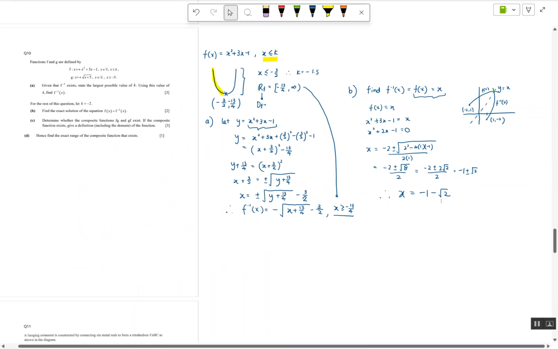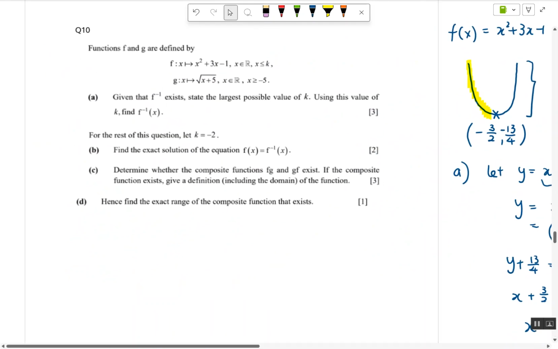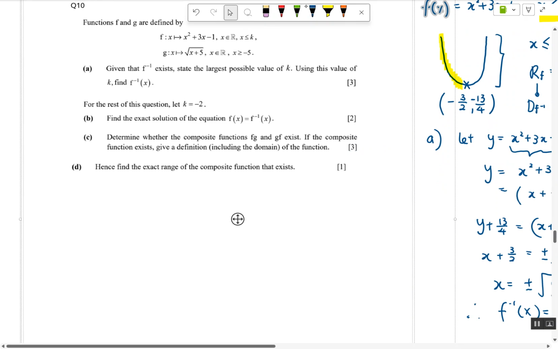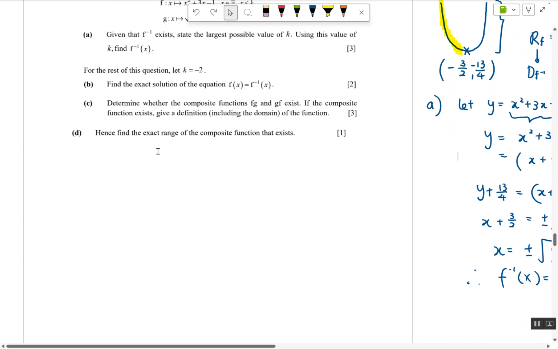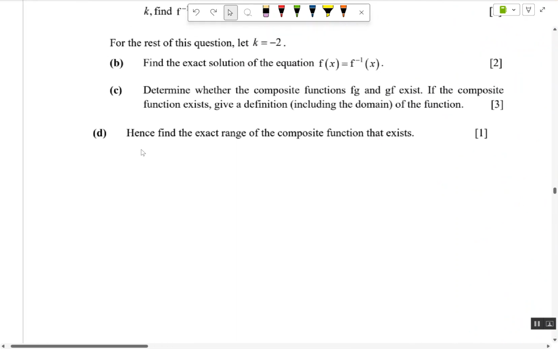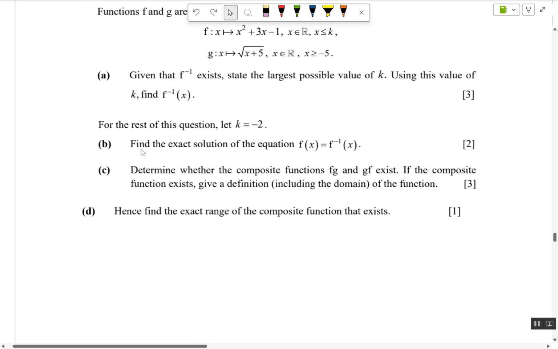For C, composite functions. Okay, what is the definition of composite function? Look here again. Many students don't understand how to find the range of the composite function, which is the last part. But most of you actually know how to find whether the composite function exists. So look here.